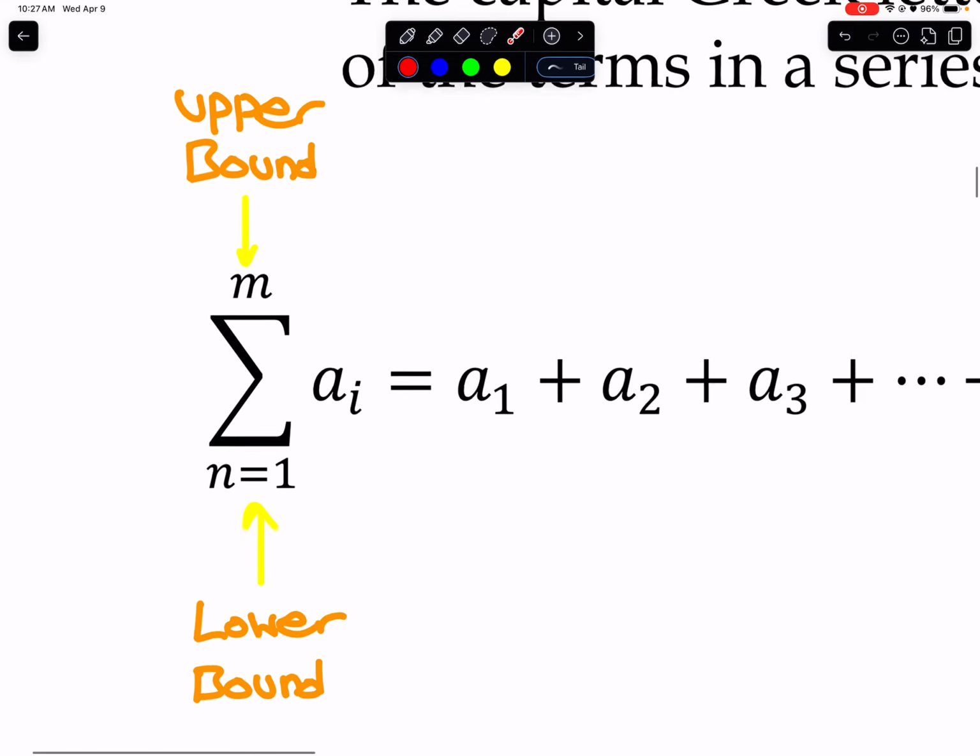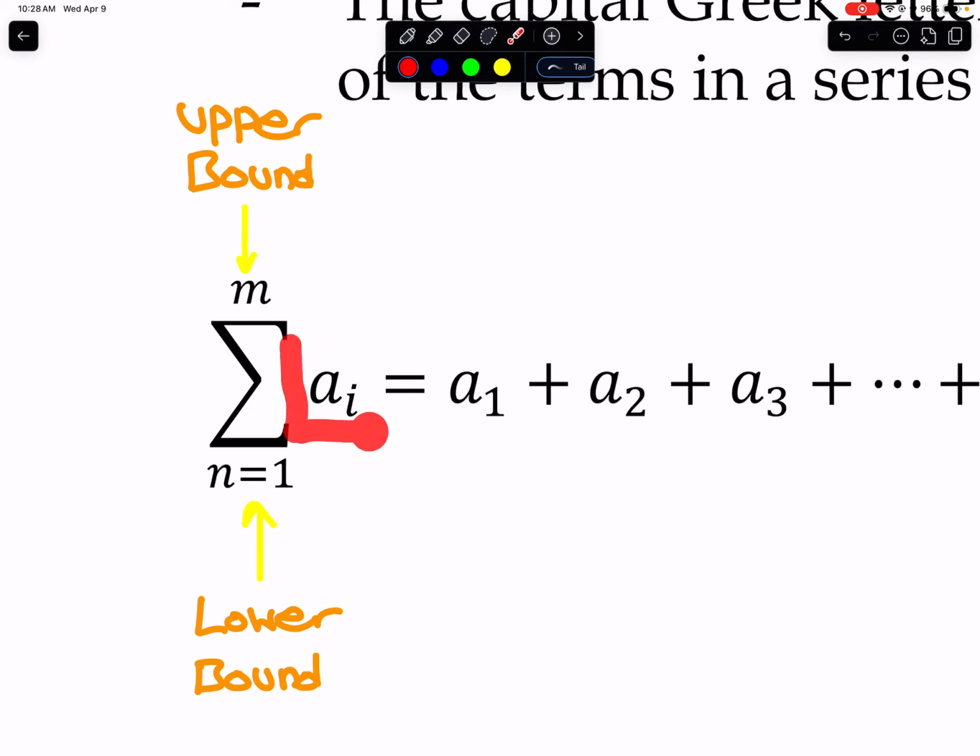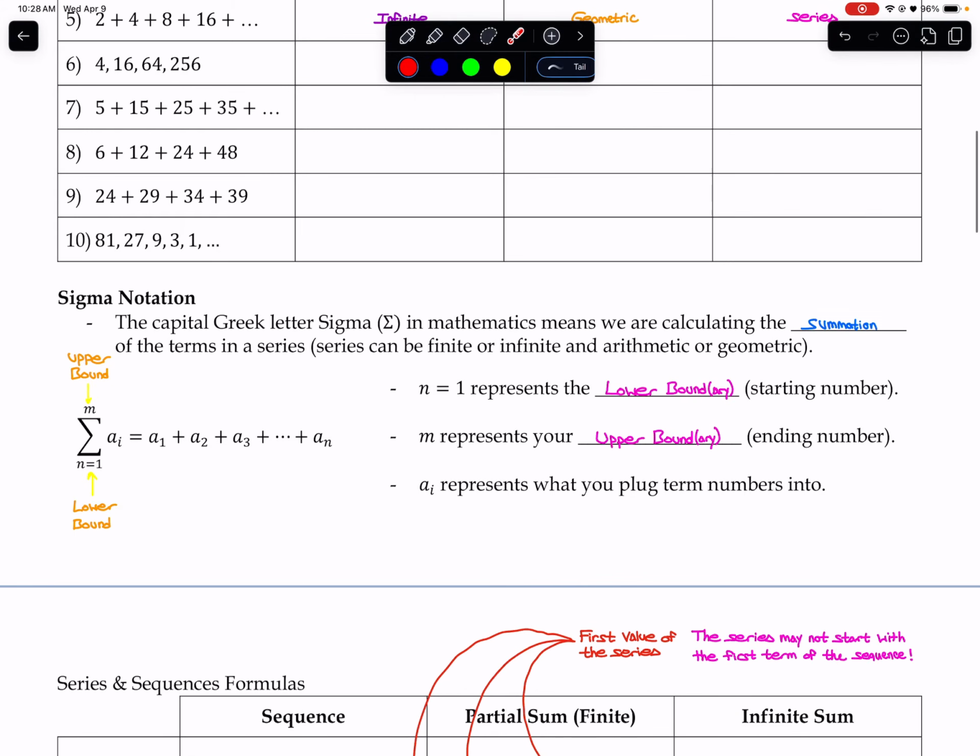And then what we're looking at next is the actual equation that's being written here. This is going to represent some sort of function or equation that we're going to actually find the sum of. We're going to look at that in a bit.